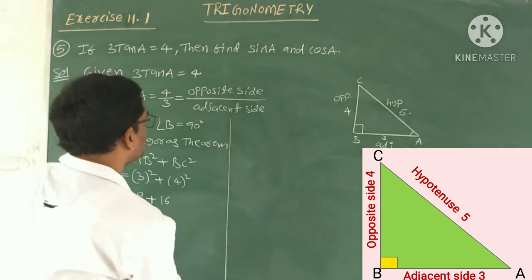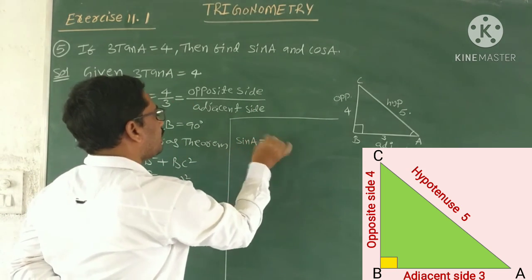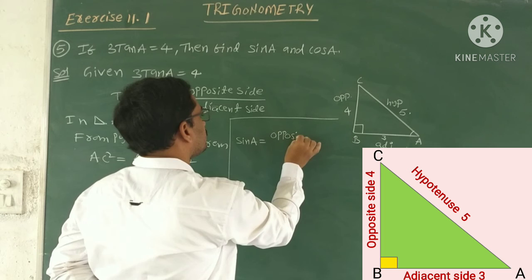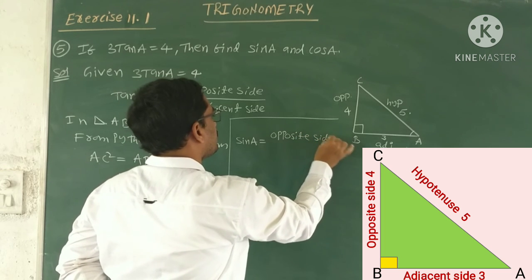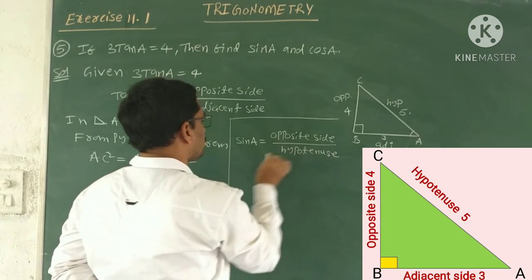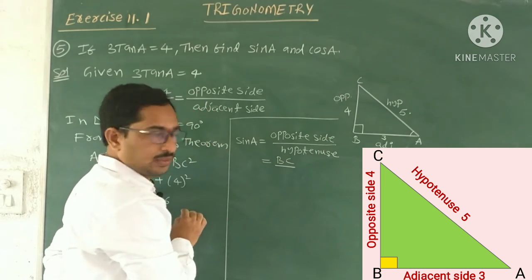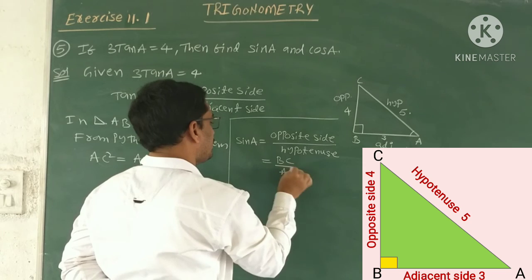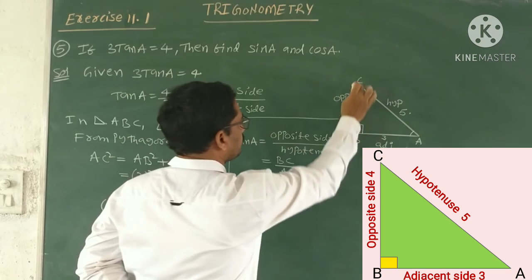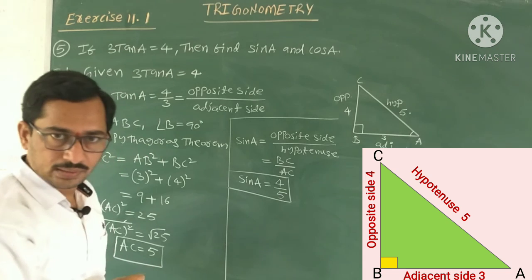Now find out, the first one is sin A. Sin A formula, opposite side by hypotenuse. So what is the opposite side? Opposite side is BC, by hypotenuse AC. So sin A equal to BC value 4, AC value 5. So sin A equal to 4 by 5.